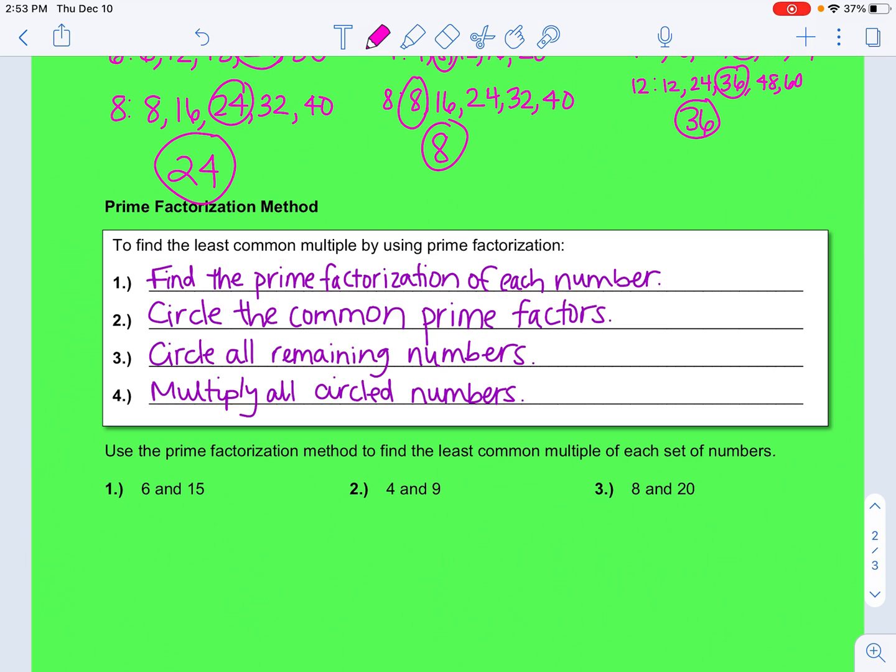Okay, so I'm going to have you pause the video right now to fill out 1, 2, 3, and 4. Here's your steps for doing prime factorization way. You need to find the prime factorization of each number, and then circle the common prime factors, and then circle all the remaining numbers, and then multiply everything that you circled. Alright, so let's get started. If you need, pause the video and then we'll do the examples.